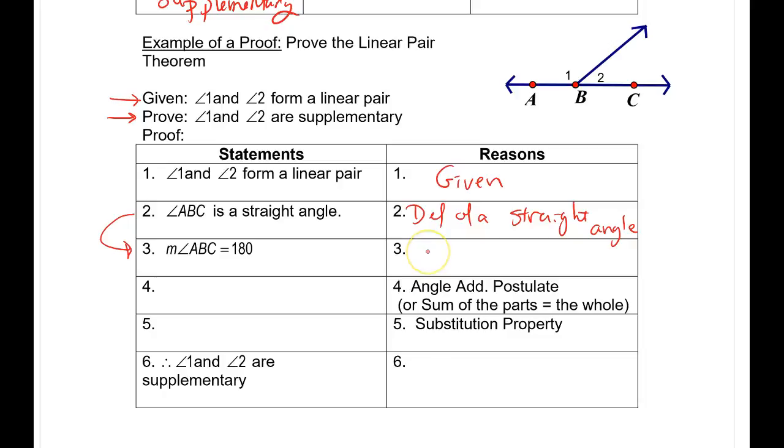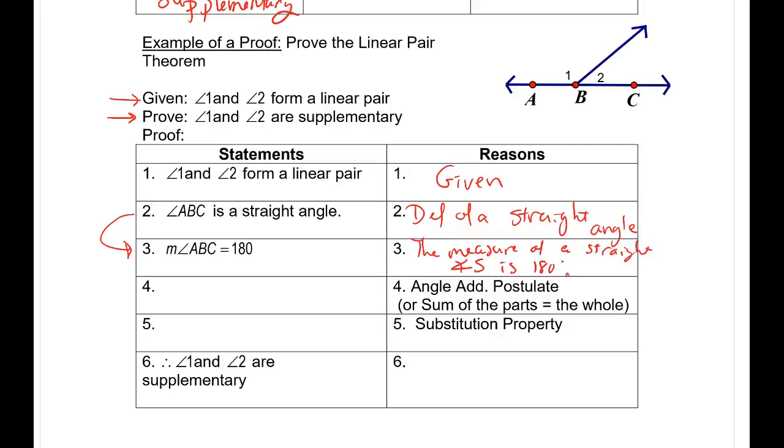So this is your reason. The measure of a straight angle is 180 degrees. Huh. Now, I'm not making you do these cold turkey on your own yet. This is hard. We'll get there pretty quickly, but not yet. Look at my reason on the other side. It says the angle addition postulate.